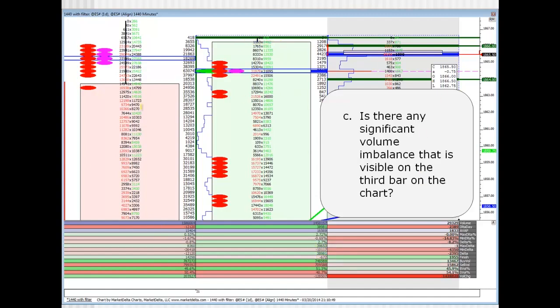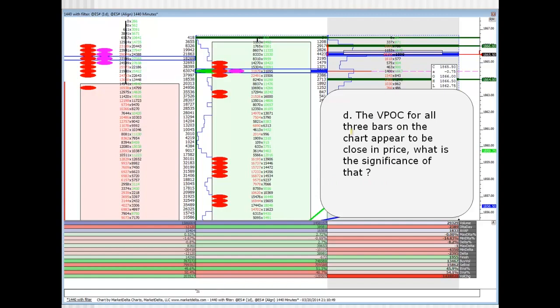Is there any significant volume imbalance that's visible on the third bar on the chart? All right, so here let's take a look at what we have, and do we see any significant volume imbalance? The only volume imbalance we really see is here, a little bit to the upside and a little bit down here to the negative side. And it's not really significant volume imbalance. If you take a look at the numbers, they're not 3-4 times. It's just maybe 40% above or 20% above. There's no significant imbalances on that bar.